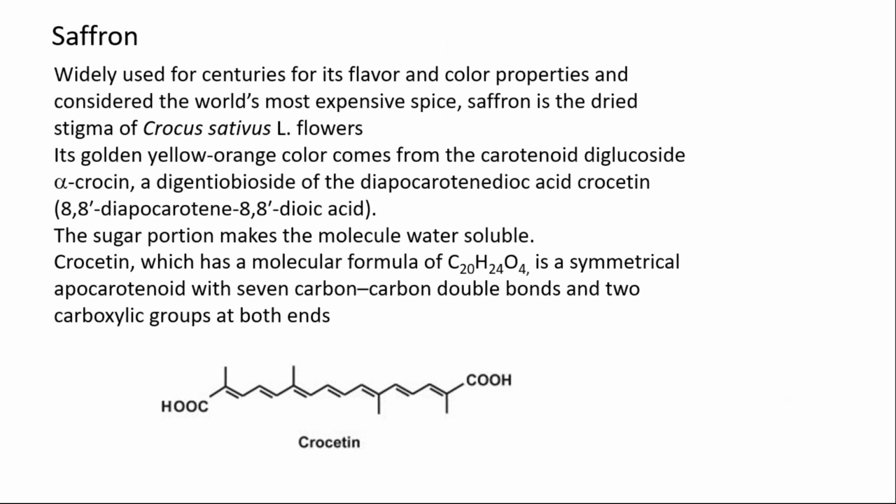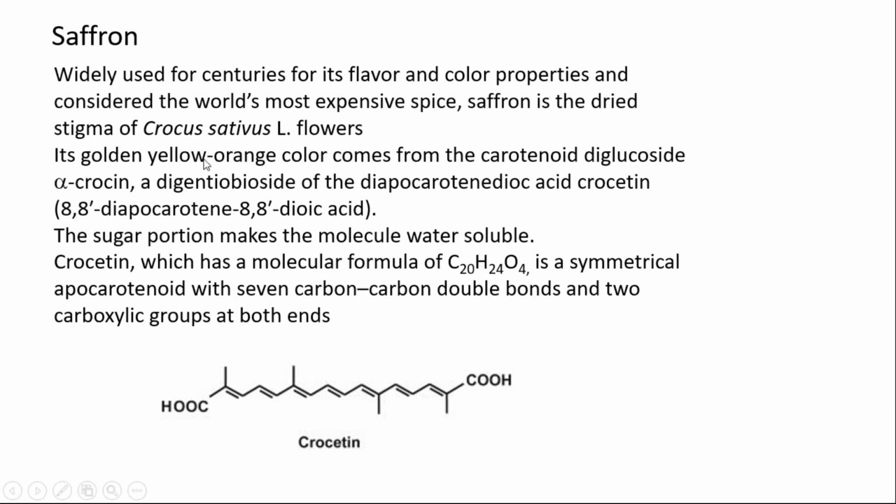Then come to saffron, the most expensive spice in the world, which is widely used not only as a coloring agent, but also as a flavoring agent. What we get as saffron is the dried stigma. Those of you who are botany students will know that in a plant we have the reproductive parts, that is the anthers, the androecium, and the gynoecium, which is the female reproductive organ of the plant. Saffron is the stigma of the Crocus sativus flower.